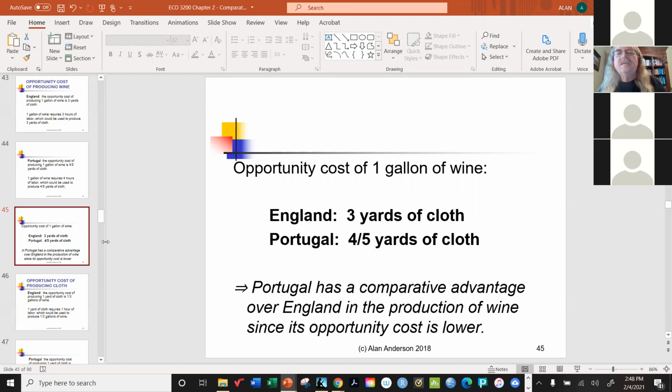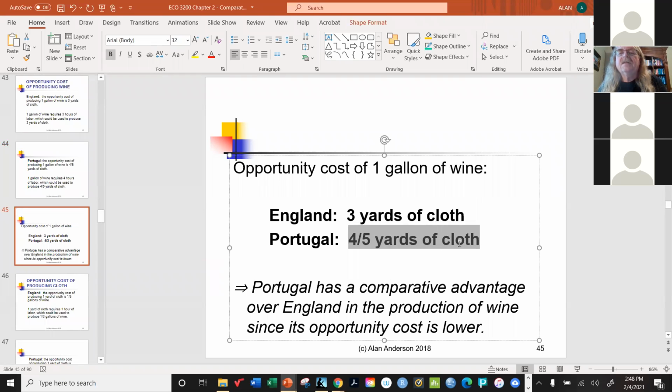So if I bring these together, you can see that already it's clear that the comparative advantage in the wine goes to Portugal. Even with the absolute advantage going to England in both cases, the fact is that the advantage for England is far greater in the cloth than in the wine. So making wine is something that really should be left to Portugal. And that's what we're going to see. Their opportunity cost is lower, and therefore it has to be Portugal that makes the wine.